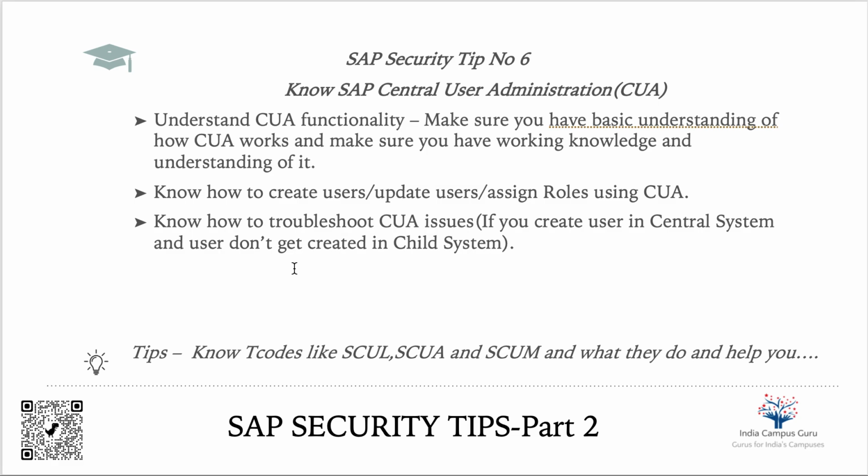Also try to know how to troubleshoot if any issue comes up when you try to create an ID with CUA and the ID is not getting created in the child system. So understand the T code called SCUL. It's a T code where you will see what is happening, whether it's showing green, yellow, or red. If there's some issue, maybe some RFC is not working. So bare minimum, know these T codes, because most probably somebody is going to ask you, okay, knowing CUA is good, but how will you troubleshoot if something wacky is going on, if the IDs are not getting created as you're trying to create them.